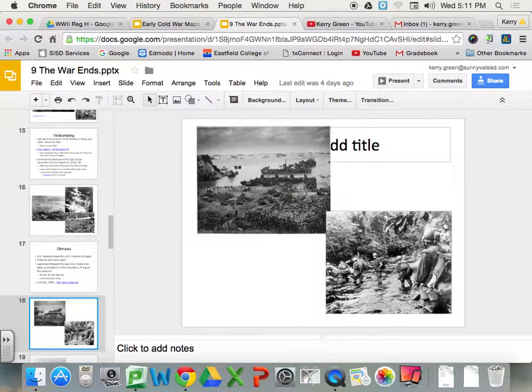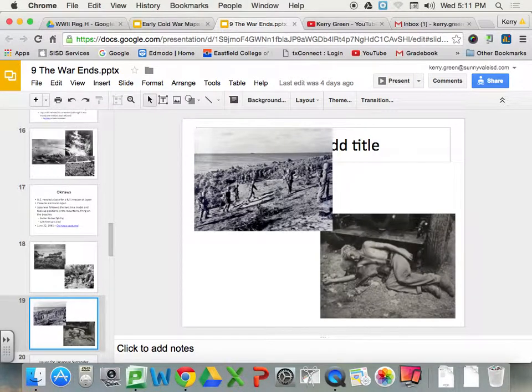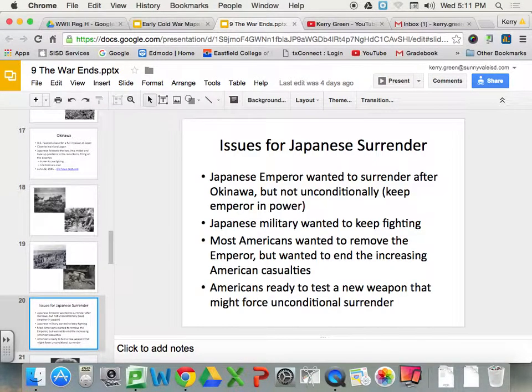This shows you them moving through this area. Lots of really moving pictures from that. So the big issue for Japanese surrender, first off, the military doesn't want to surrender. The military wants to maintain control.